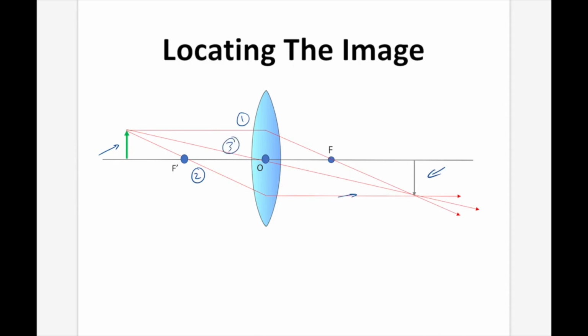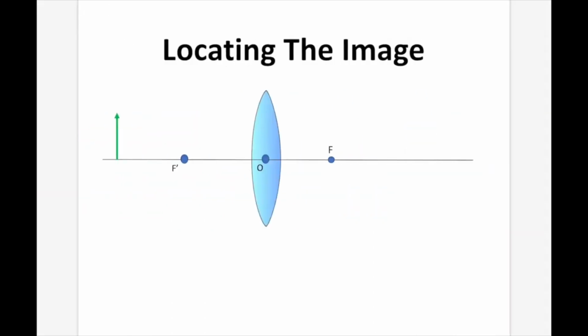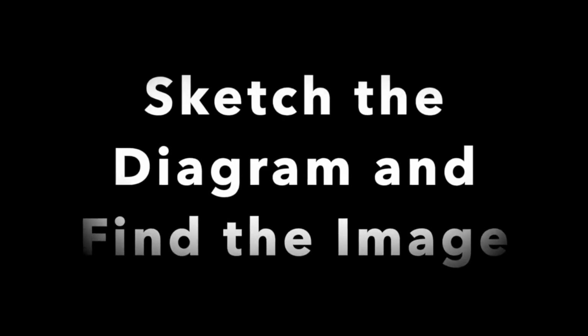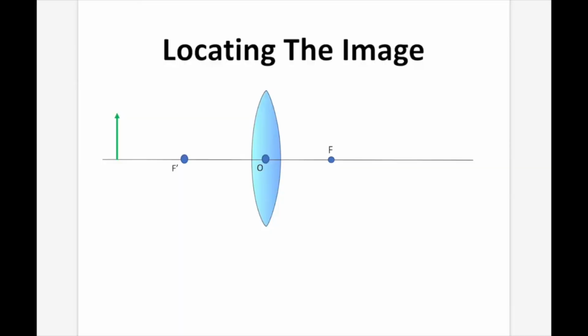But we can find that image with only two rays if we only have two. So I want you to pause the video and try this one in your notes. Okay, so let's give it a go. The first ray is going to go to the lens, and then it's going to go through the focal point. So that's our first ray.